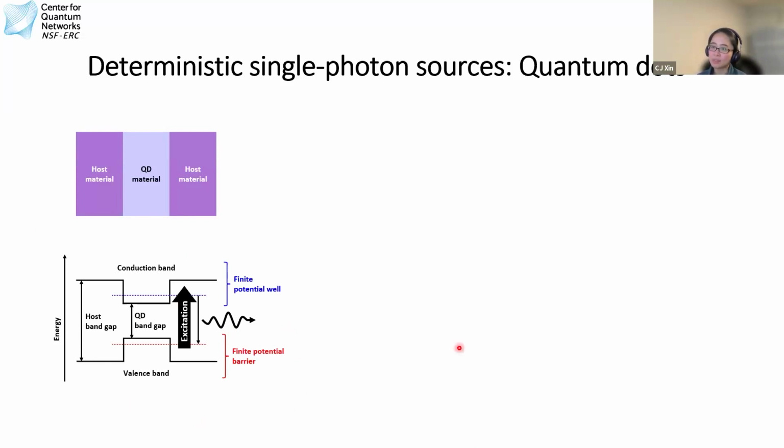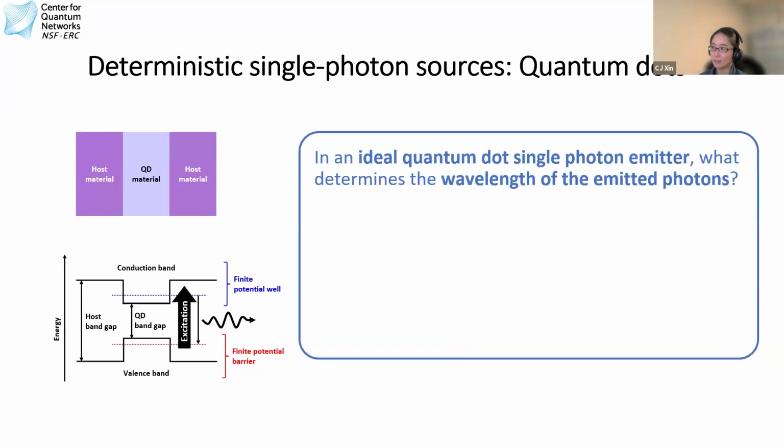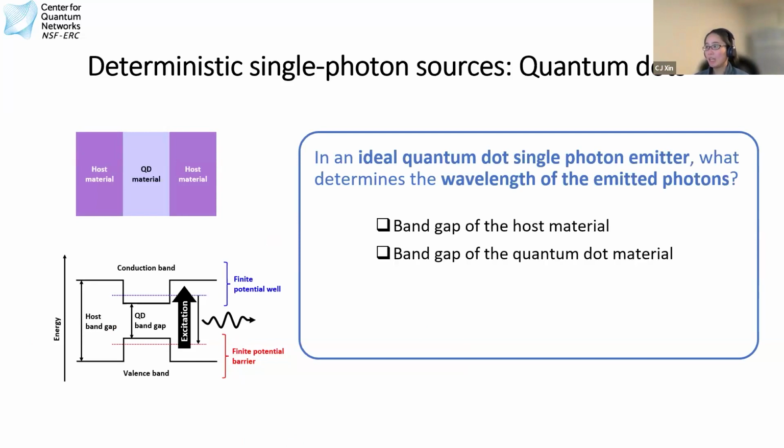Now let's have a poll question. Given what I've described, this very rough schematic of a quantum dot, what are the parameters that determine the wavelength of the emitted photon? First things first: band gap of the host material, band gap of the quantum dot material, shape of the quantum dot, and power of the excitation pulse. I will run this as a poll where you will select as many of the options as are relevant.